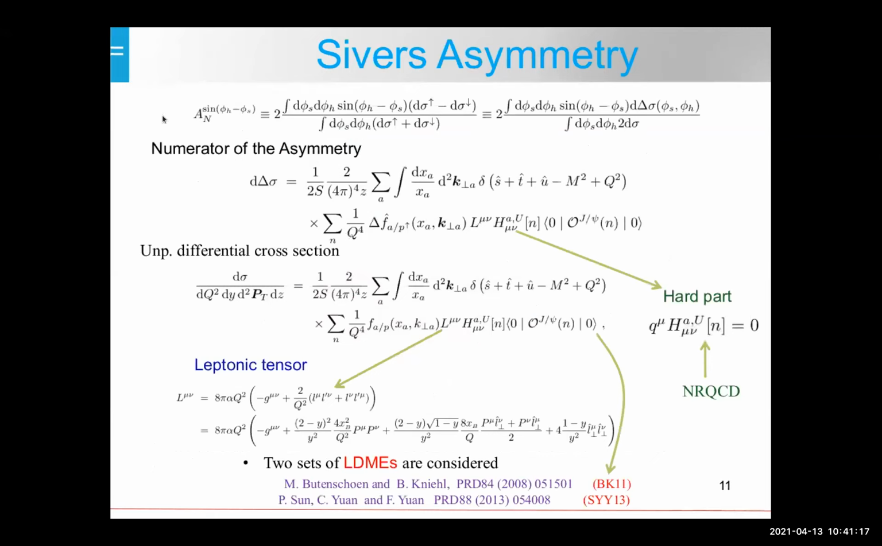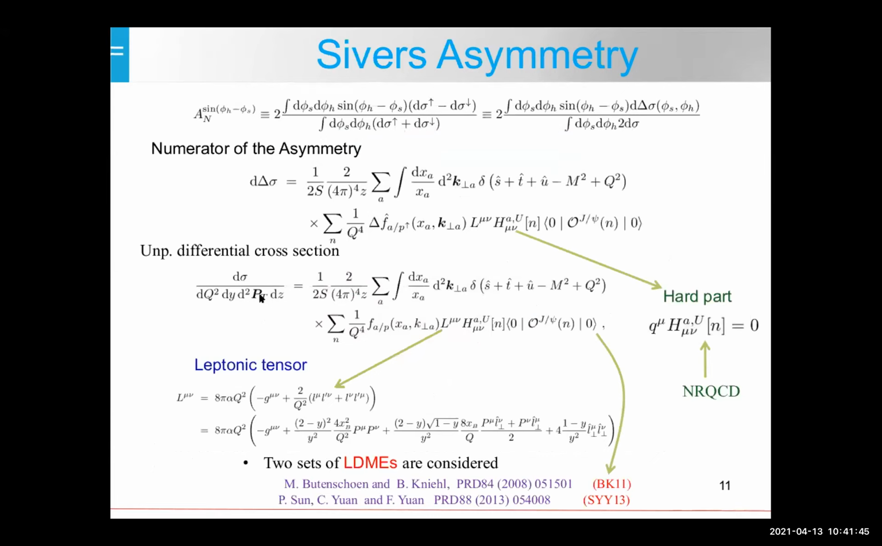The Sivers asymmetry A_N is defined as this. The denominator is basically 2 times the unpolarized differential cross section. We consider the generalized parton model framework and assume that the factorization is valid. Having done that, the numerator can be written in this form, where x_a is the momentum fraction of the gluon and its corresponding transverse momentum. Delta f is the Sivers function.